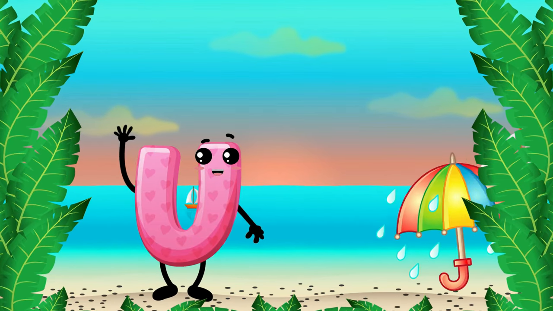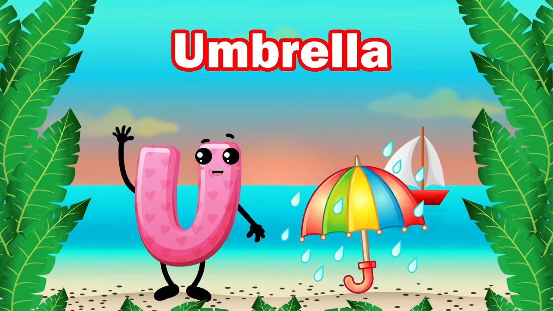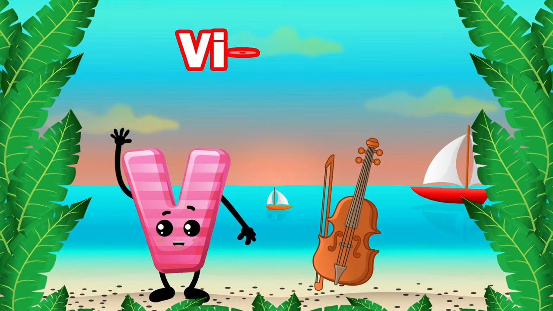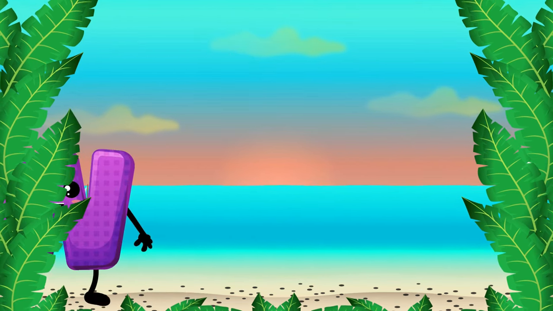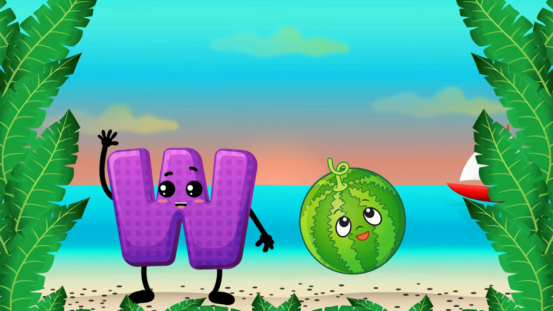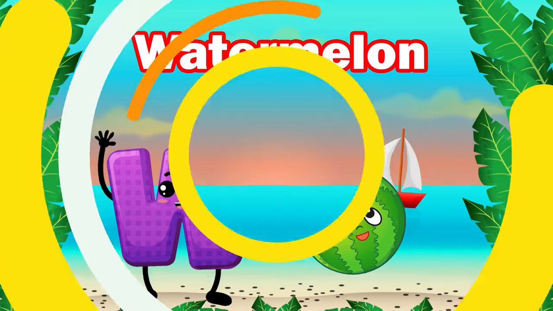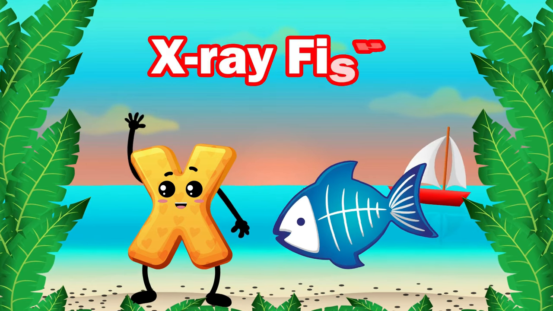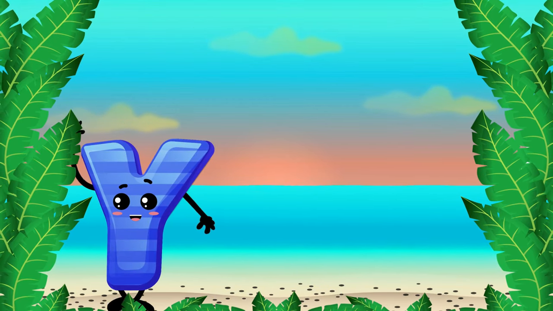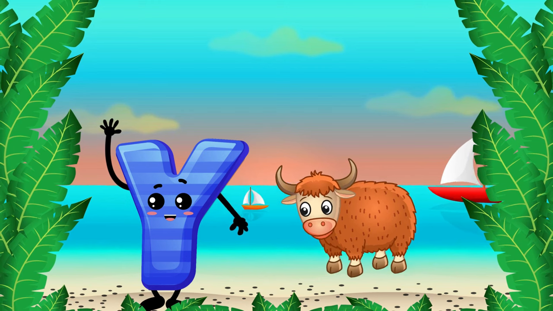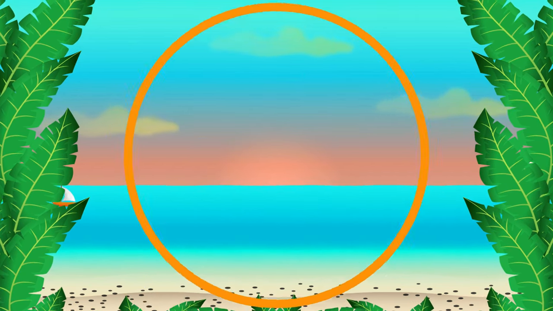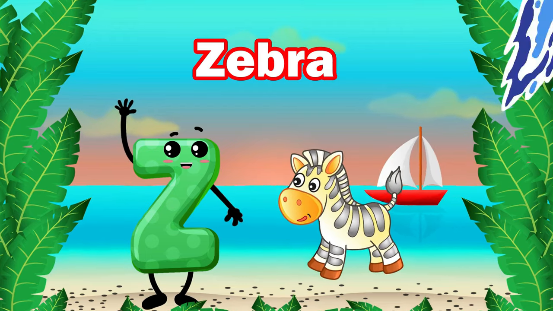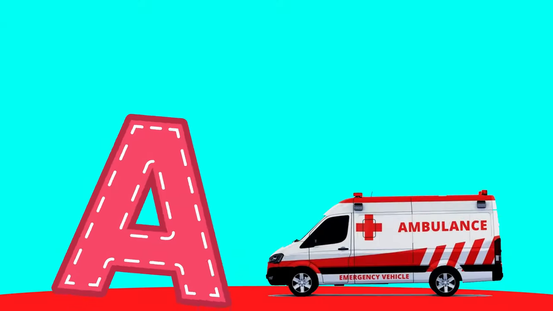U is for umbrella, umbrella. V is for violin, violin. W is for watermelon, watermelon. X is for X-ray fish, X-ray fish. Y is for yak, yak. Z is for zebra, zebra. A is for ambulance, a, a, ambulance.